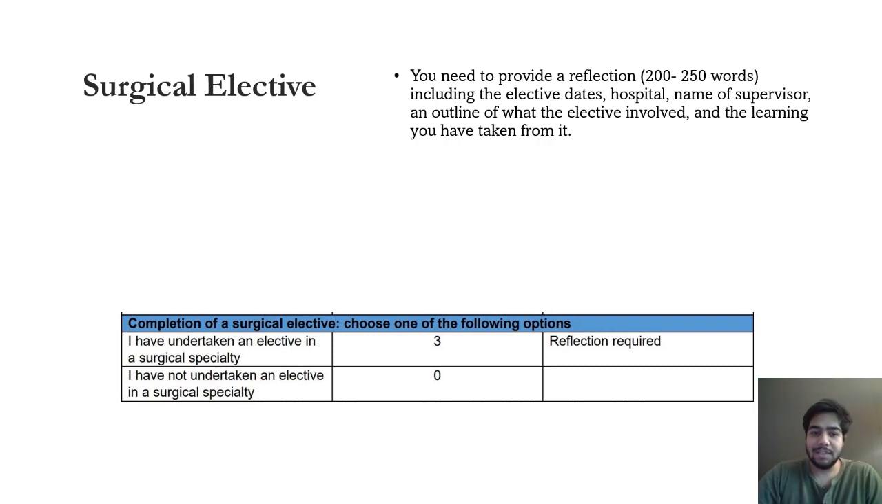So the scoring of the surgical elective is as follows. If you have undertaken an elective in a surgical specialty, then you get the highest points, which is 3 points. And if you have not taken any elective in a surgical specialty, then you get 0 points.